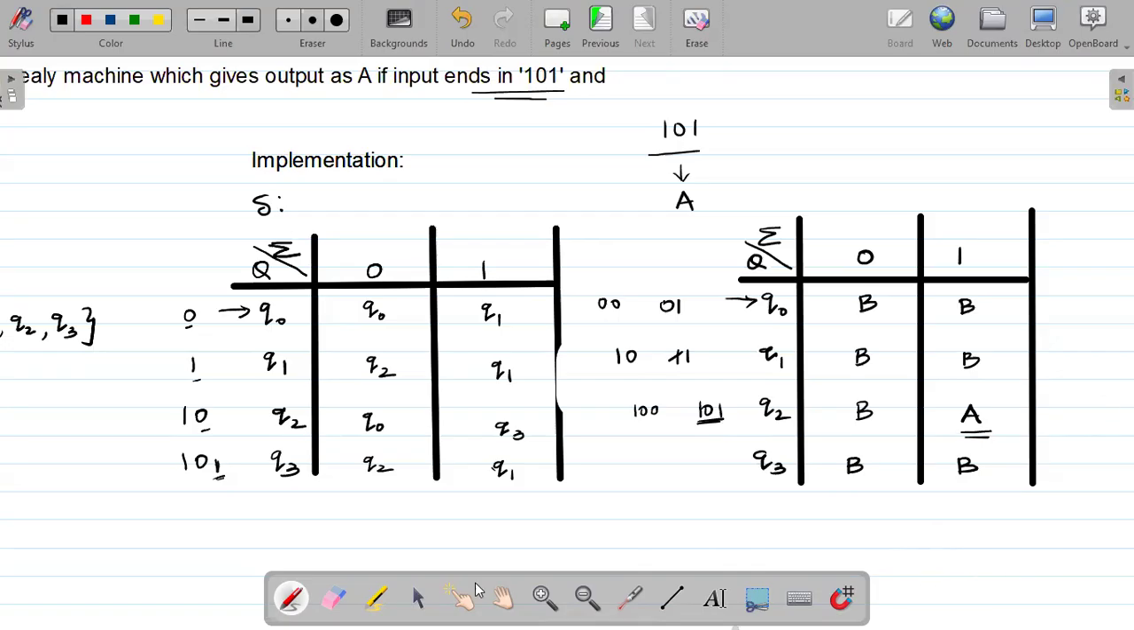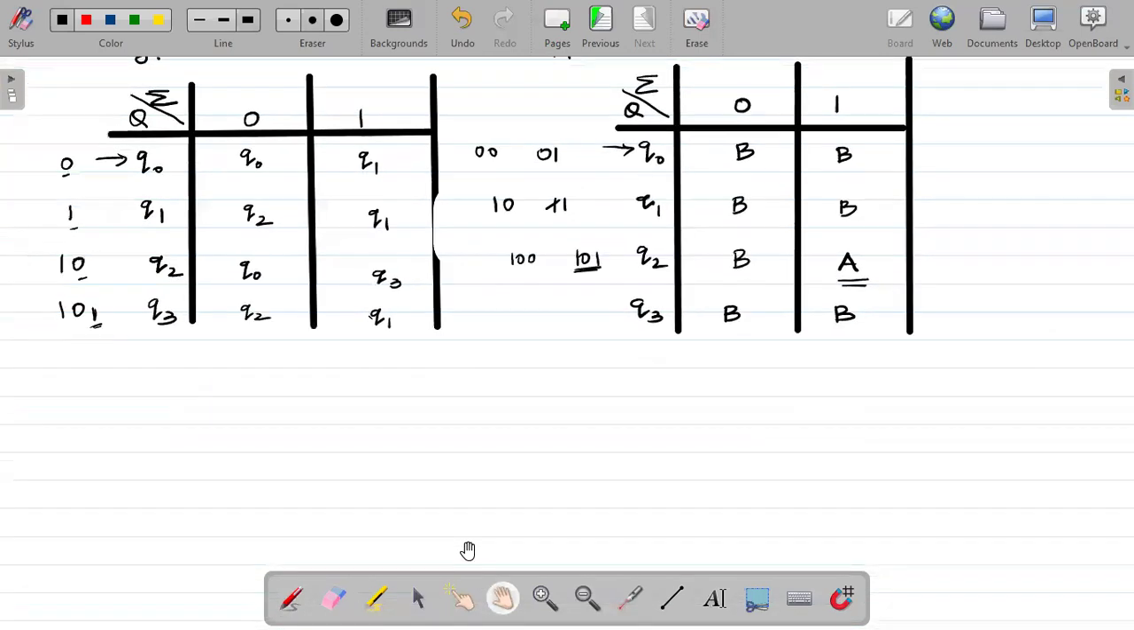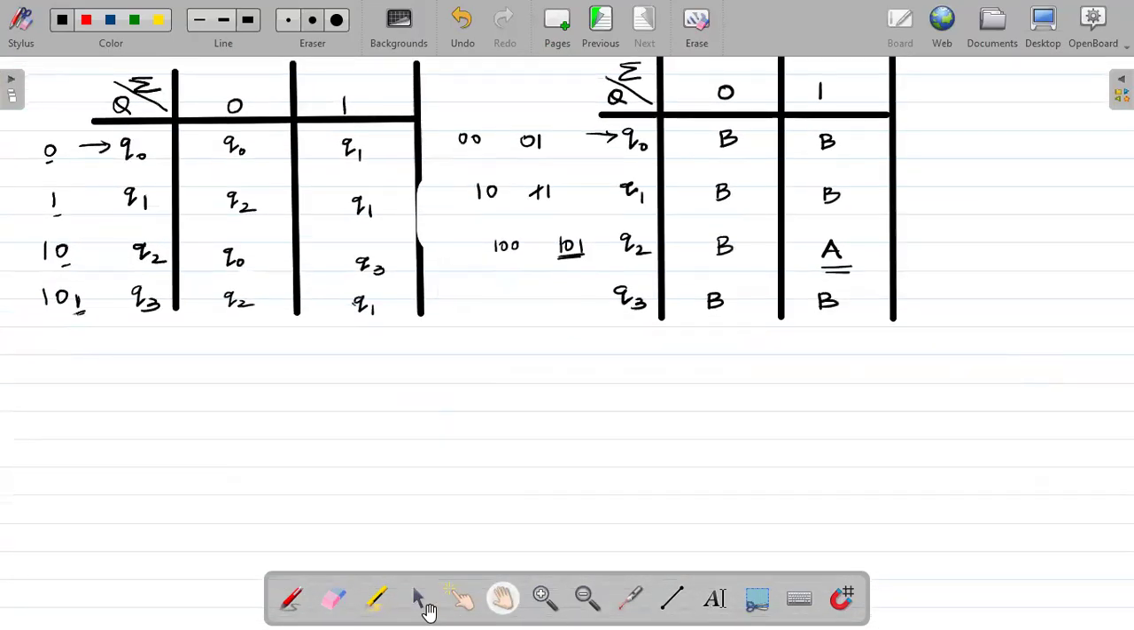So suppose we get 1010. So we'll keep both the tables in front of us. First we'll draw the transition diagram and then we will see an example. That will be better. So keeping both the tables in front, we'll draw the transition diagram. As I said, the transition is from one state to the other and the output is associated with the transition.